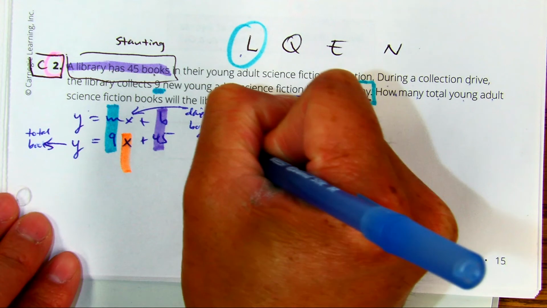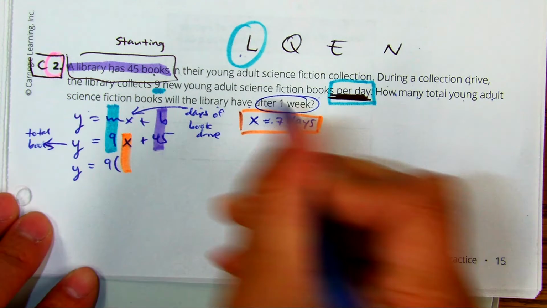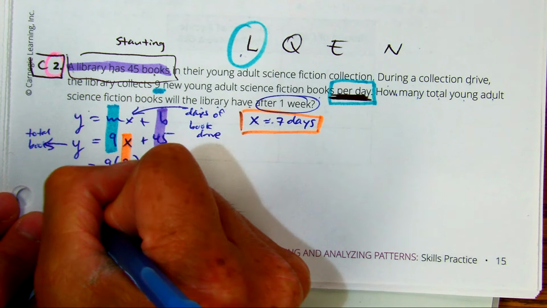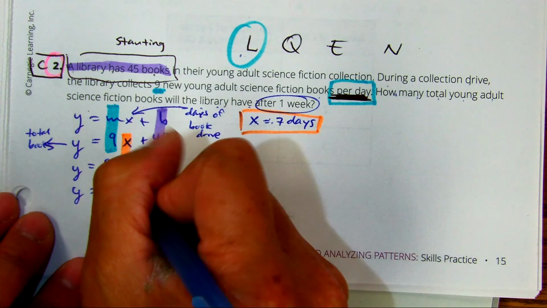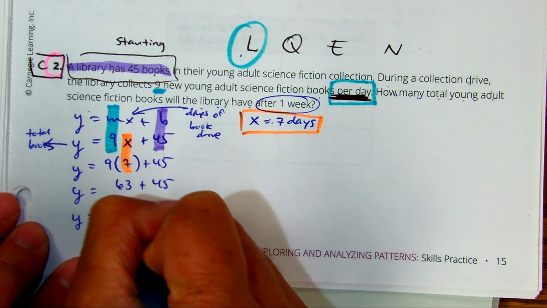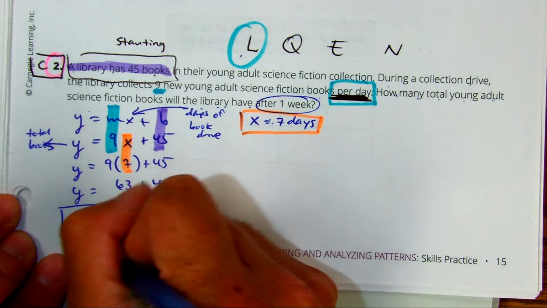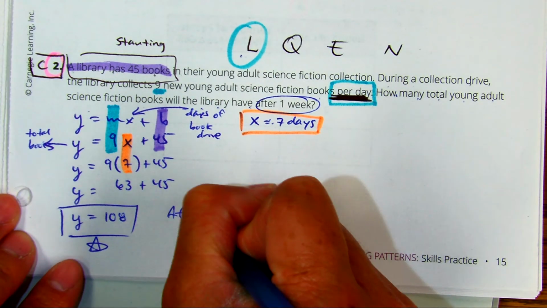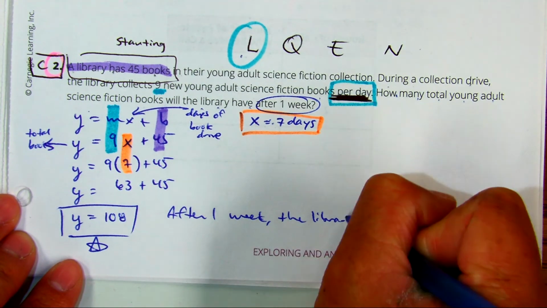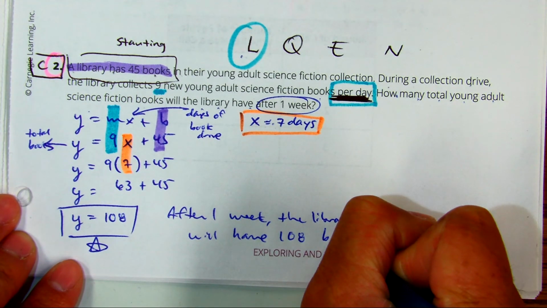It's basically like, hey, leave out a box out there. How many people are going to donate books? So y equals 9 times 7 plus 45. And 9 times 7 is 63. And if you add 63 to 45, you get a total of 108 books. That is our answer. So after 1 week, the library will have 108 science fiction books.